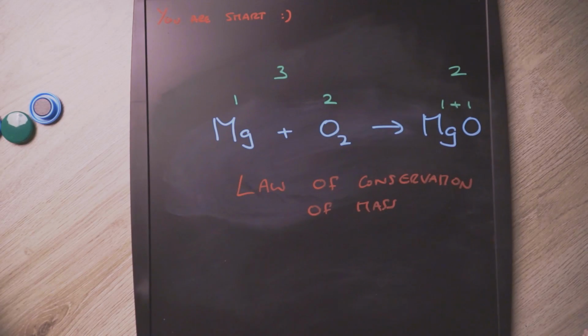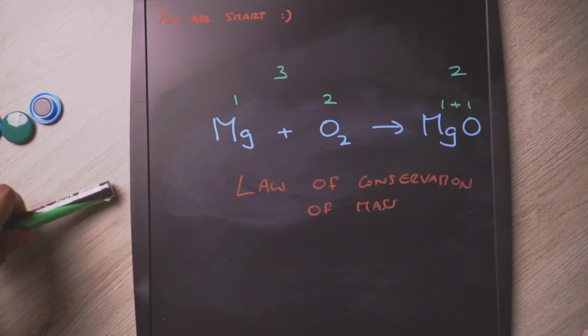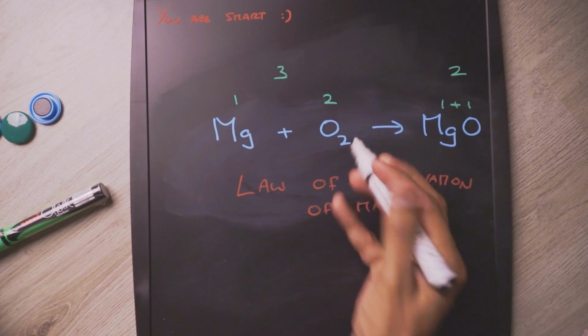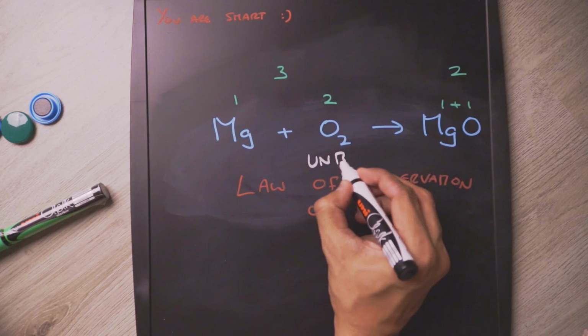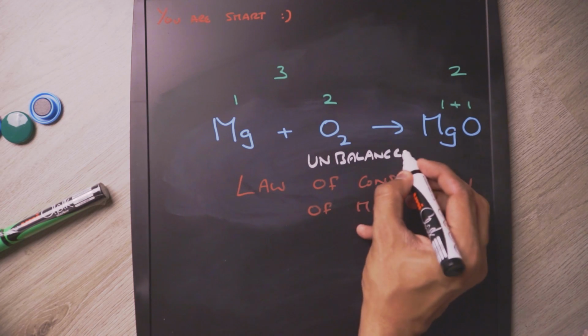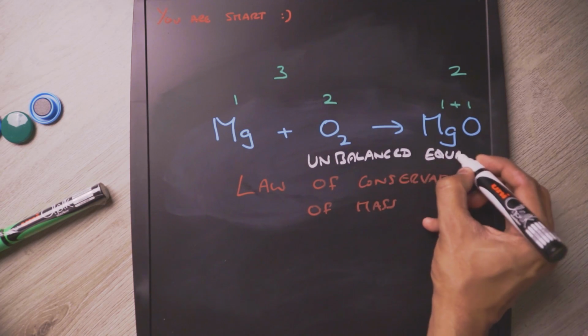What does this mean for the law of conservation of mass? We are losing an atom. You can't just lose something. It has to take another form. So it is our duty now to balance this equation. This equation right now is what is called an unbalanced equation. So now the question is, how do we go ahead to balance it?